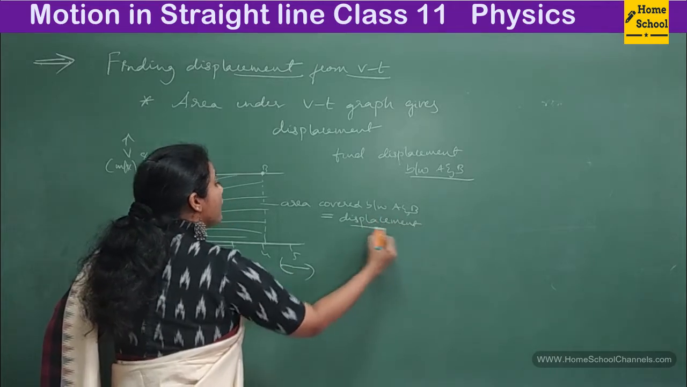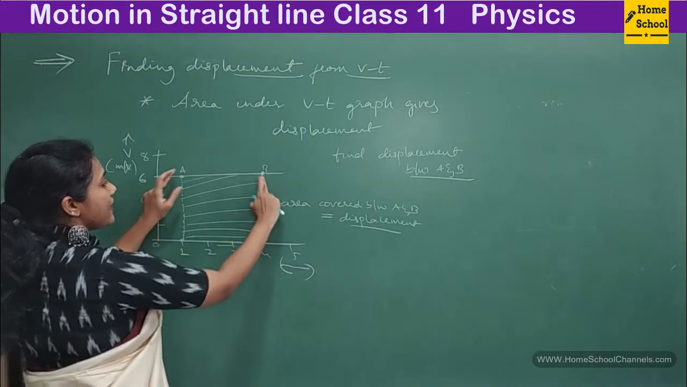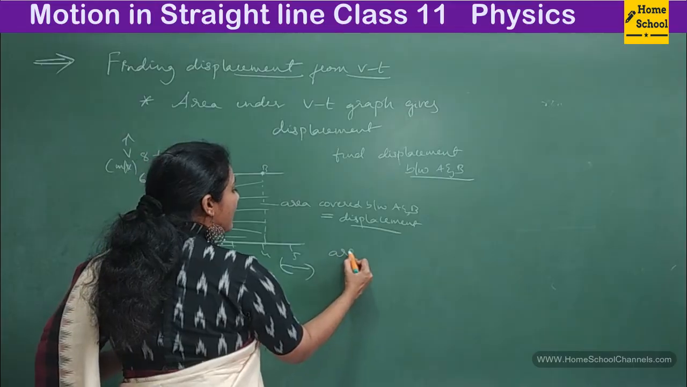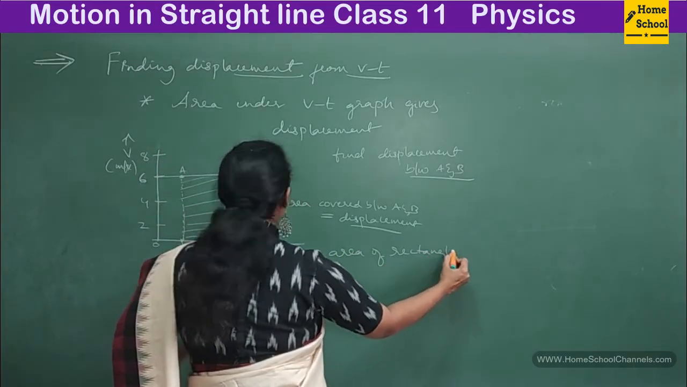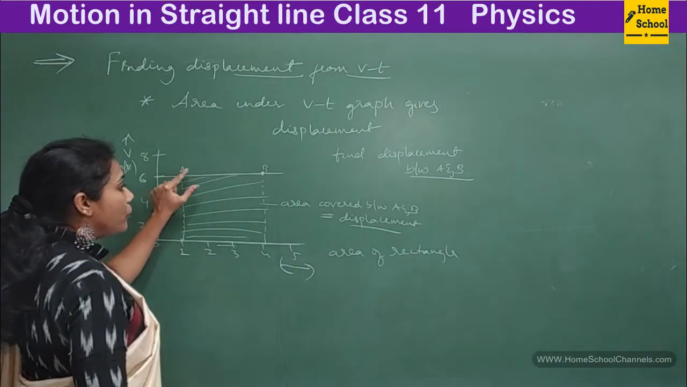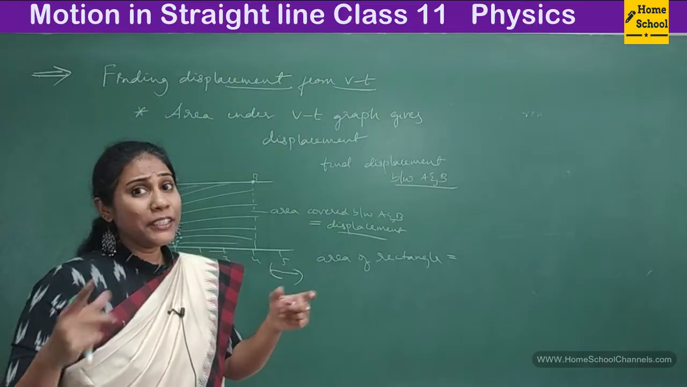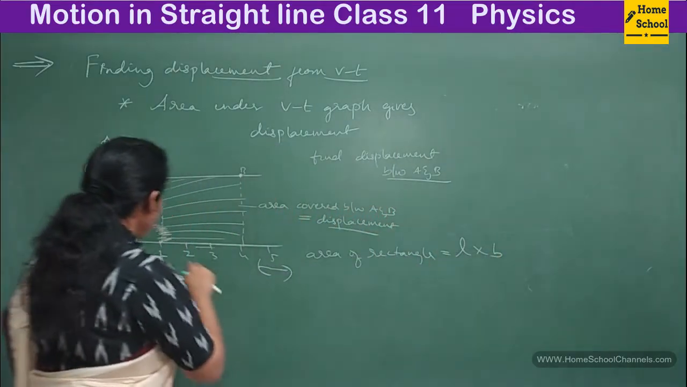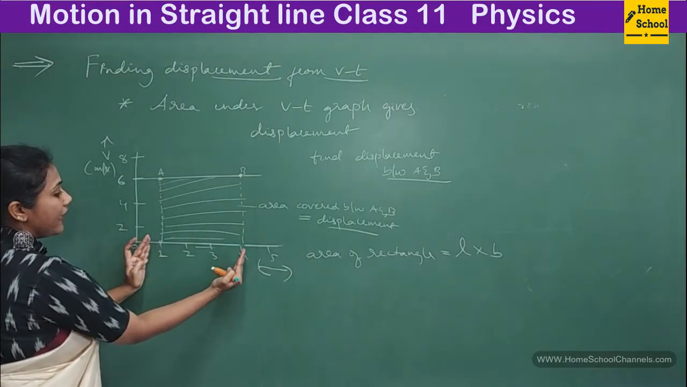Displacement. Okay, so what is this shape? It's nothing but a rectangle, right? So what is the area of a rectangle? Area of a rectangle is equal to length into breadth, right? So what is the length here? On the t-axis, this much is the length, right?